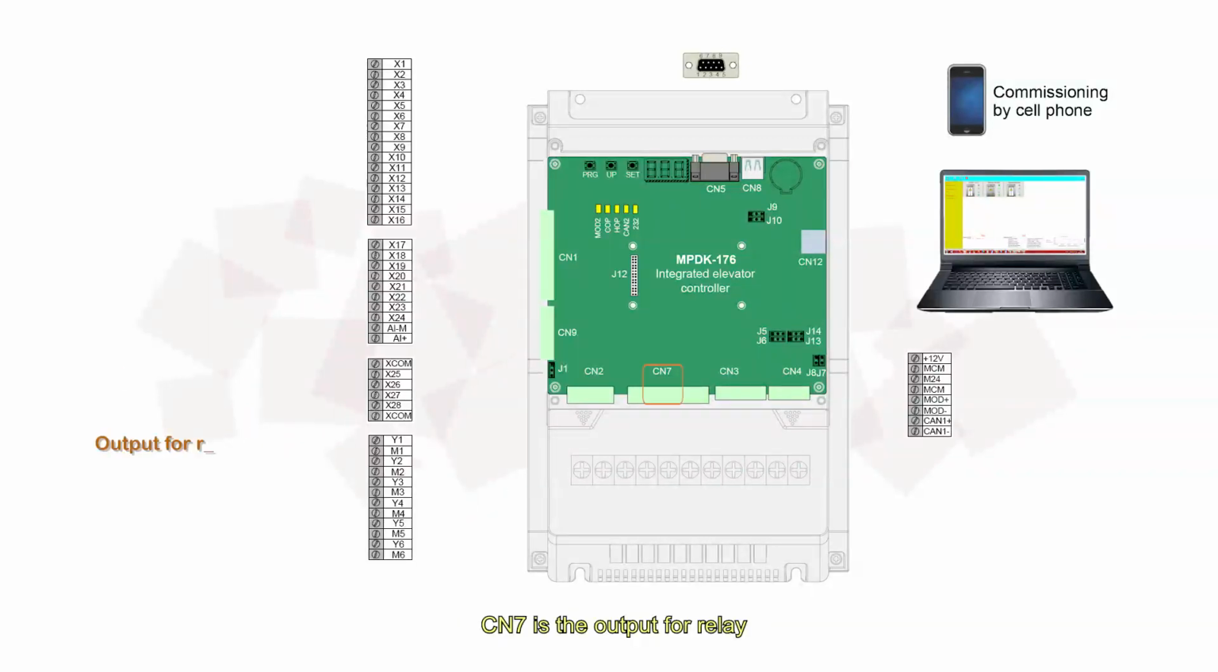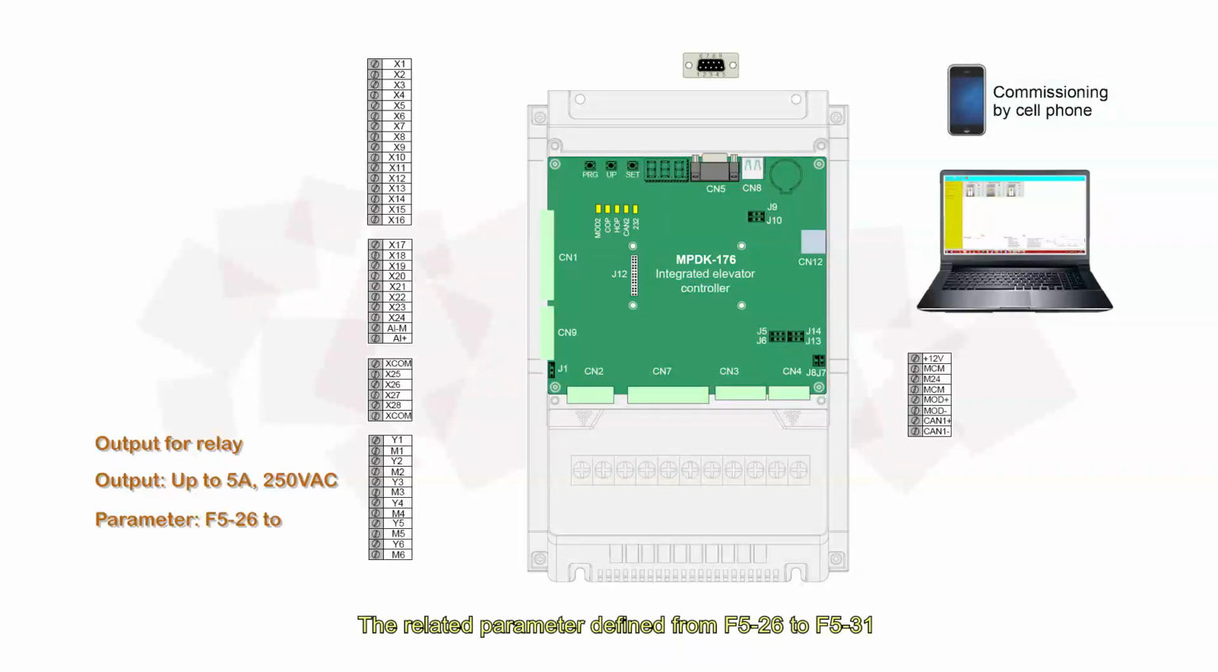CN7 is the output for relay. NO relay output is up to 5 amperes, AC 250 volts. The related parameters are defined from F5-26 to F5-31.